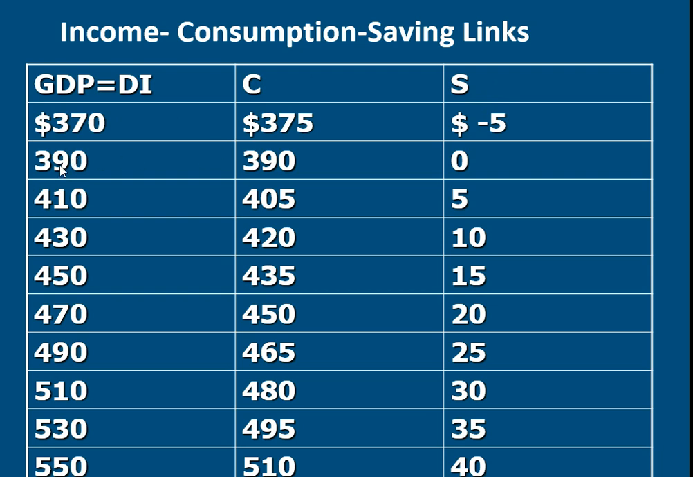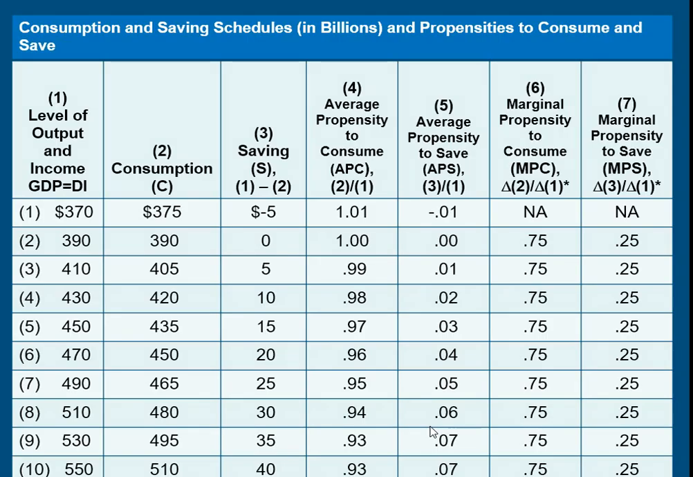At this point our income and consumption are both equal, so our saving is 0. At this point our income is 410 and our consumption is 405. When we subtract 405 from 410, it gives us 5. So at this point we are saving $5. At this point our total income is 430 and our consumption is 420. When we subtract 420 from 430, it gives us $10, and it goes on.